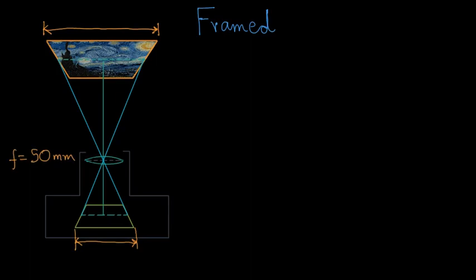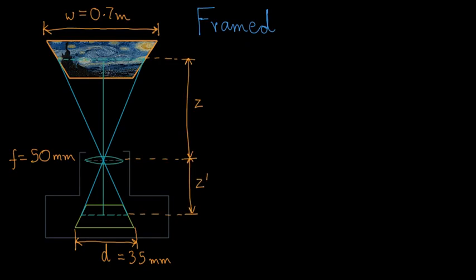Let's assume that your camera lens has a fixed focal length of 50 millimeters. Your sensor width, denoted by D, is 35 millimeters, and the width of the painting, W, is 0.7 meters. Now with your knowledge about field of view, can you figure out how far the lens needs to be from the painting and how far the image plane needs to be from the lens to capture the desired image in focus?